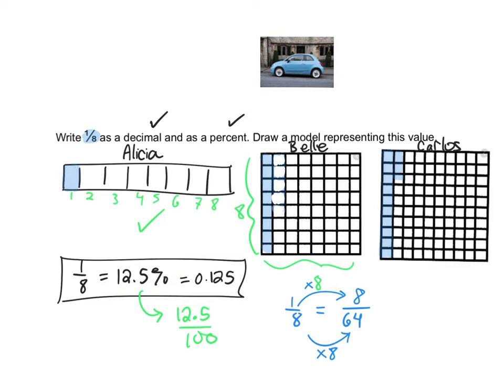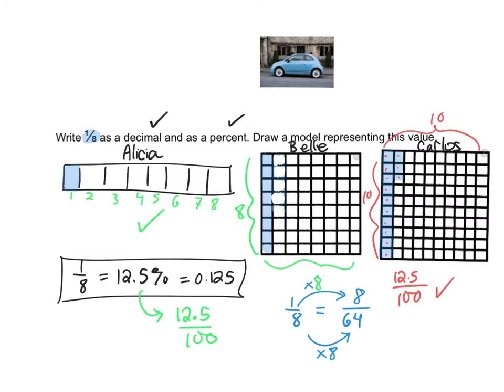Now let's go to Carlos's model. He has shaded 12.5 squares, and he has a total of 100 squares. He shaded 12.5 out of 100, and that's the same as 12.5%. So his model works as well.